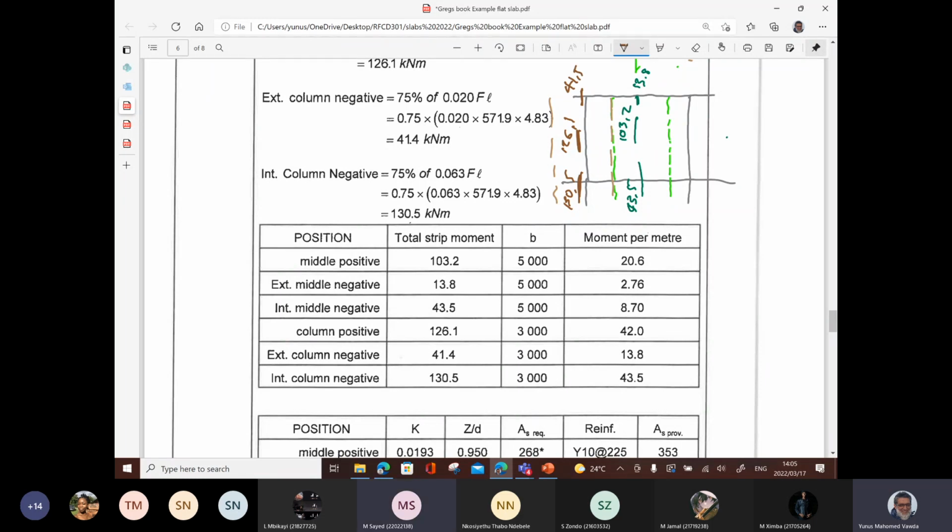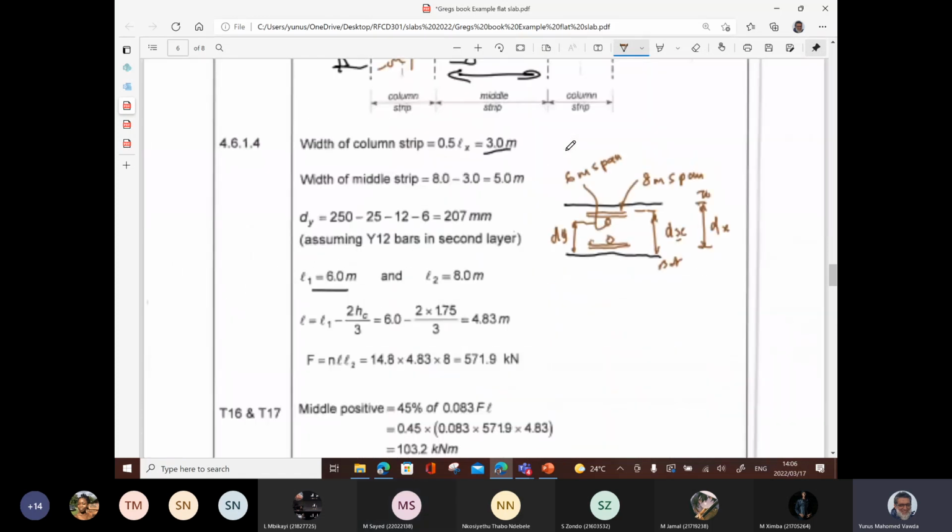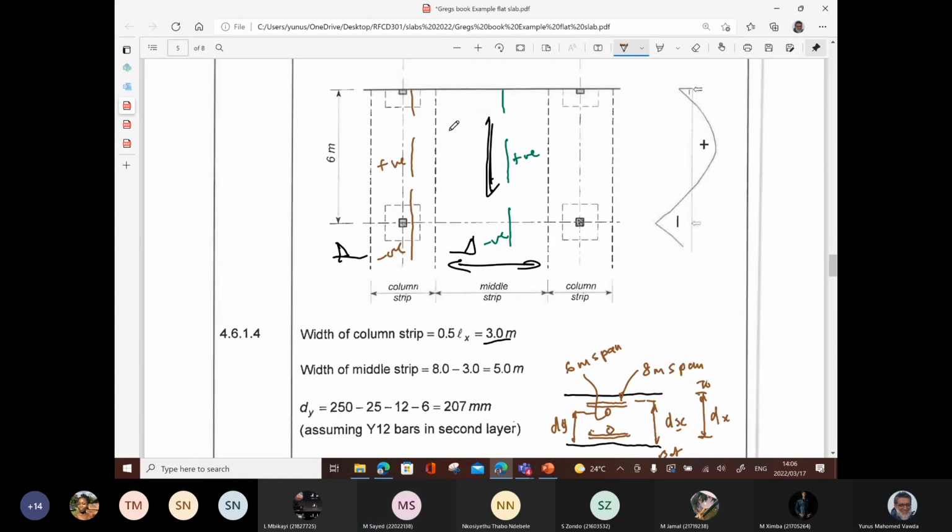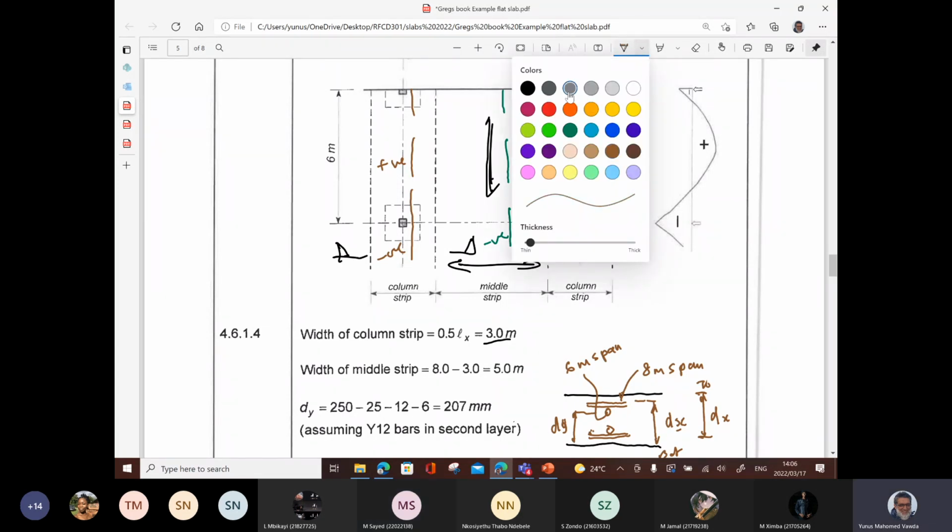So what about the half column strip in the 8-meter span? Is that strip only for shear? Wait, let's go back to that one. Which strip are you talking about? The half column strip that will be in the perpendicular span, because here there's no half column strips, right? The half column strip will come up here. Are you with me? So this band here. Yeah, that's the same one I'm asking about. Yeah, so that is here.